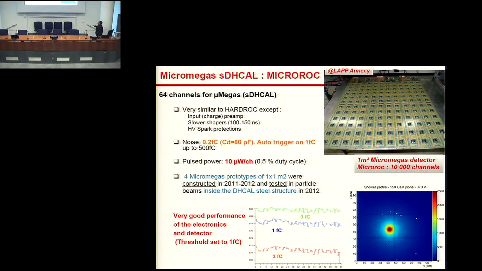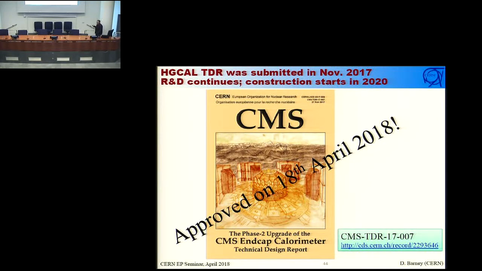Yes, there was also a version for Micromegas, which was developed with ANSI people, and they have a very good noise performance, because they could set a threshold as low as 1 femtocoulomb. So then I move to what is most interesting for you here, which is CMS, the CMS development.